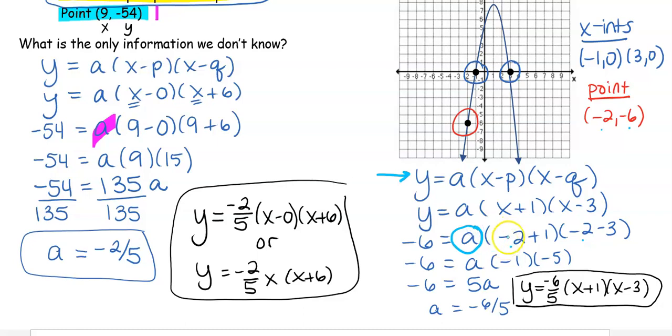I simplified. -2 and 1 is -1, -2, -3, -5. When I multiply a -1 and a -5, I get a +5. We divide to find our a value. In your final equation, remember, you're showing the a value and the x-intercepts. Hopefully you did not forget and you did not plug in those x and y's from that random point. All right, hopefully you did well on that one. We are all finished for intercept form.